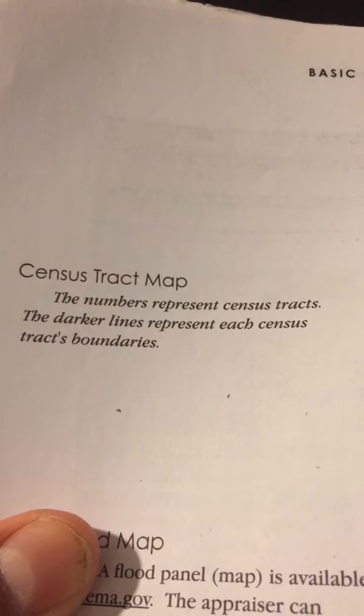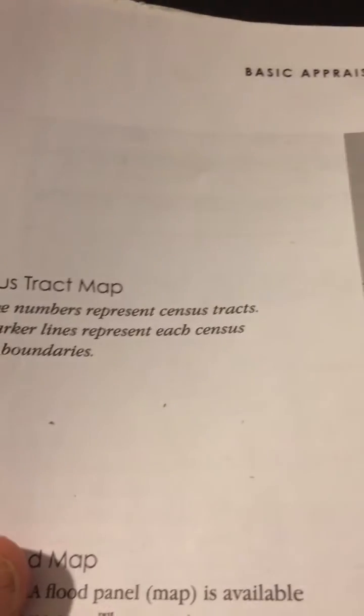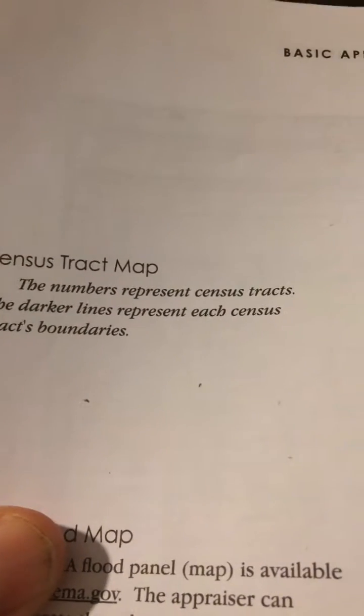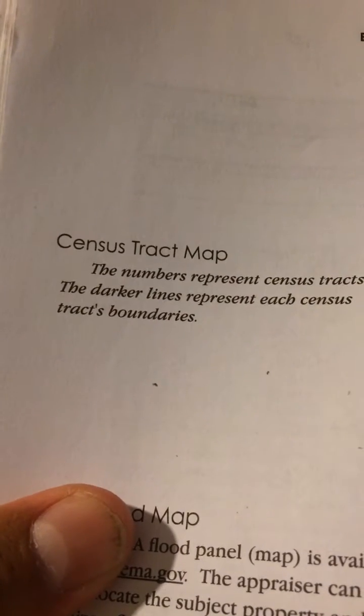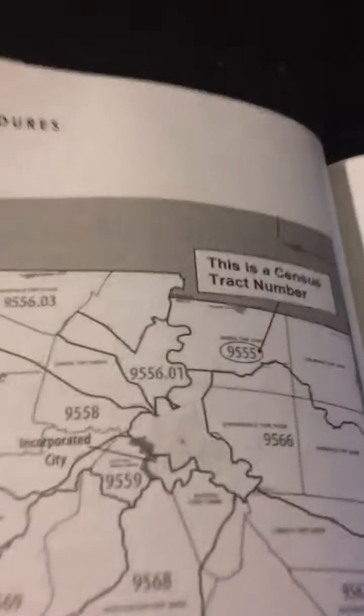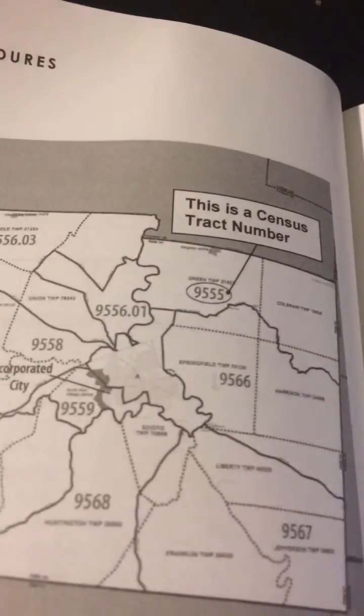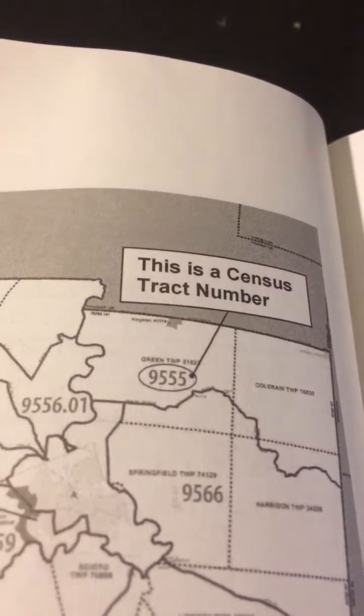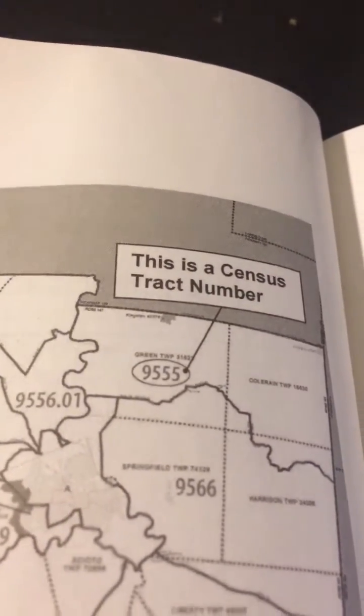Basic appraisal procedures, page 98. Census tract map. The numbers represent census tracts. The darker lines represent each census tract's boundaries. This is a census tract number.